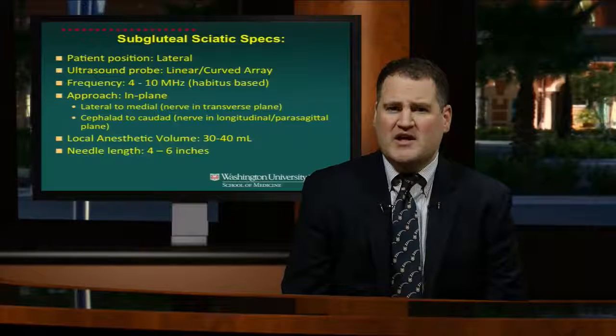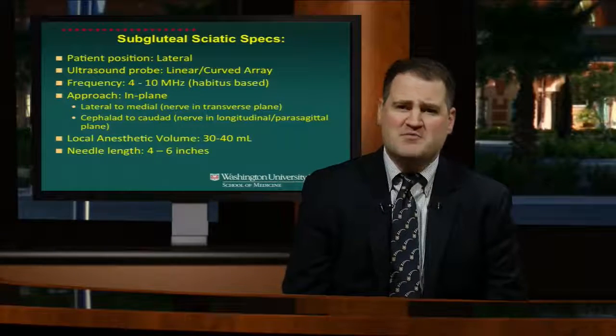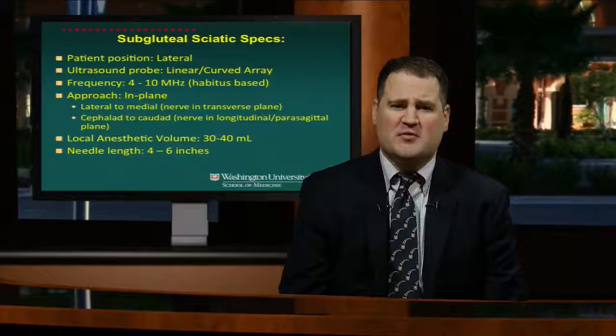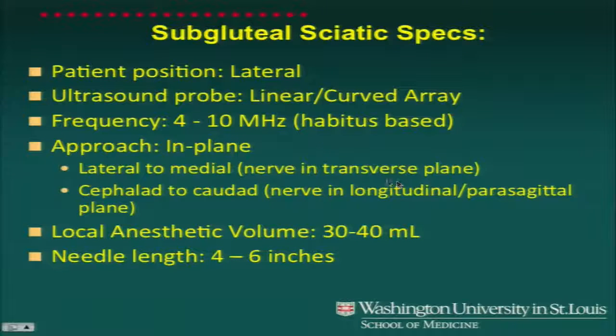But usually I try to use a linear probe because when the patient is in lateral, modified Sims position with the hips and the knees flexed, it tends to thin out those muscle bellies a little bit more for me. The approach I typically teach is an in-plane approach. You can either do lateral to medial if the nerve is in a transverse plane, or you can do cephalo to caudad or proximal to distal, the same analogy, with the nerve in the longitudinal or parasagittal plane.